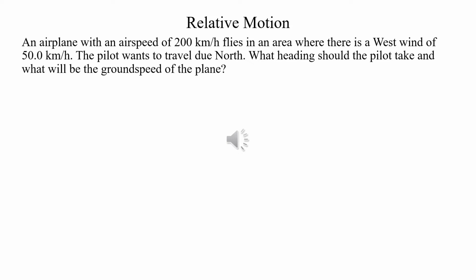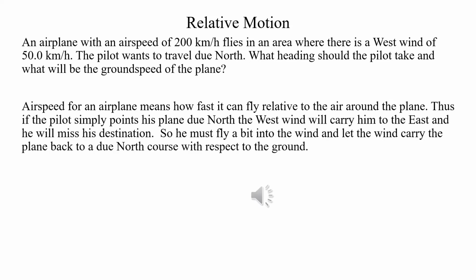So you have to account for the wind. So how do we do that? Well, we do that by applying vectors. So remember that the airspeed for an airplane means how fast it can fly relative to the air around the plane. So if the pilot just points his plane due north, the west wind will carry him off to the east, and he will miss his destination.